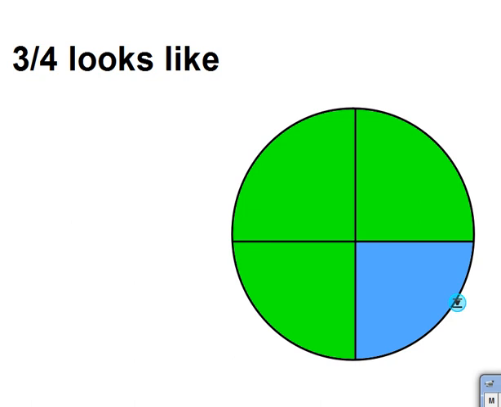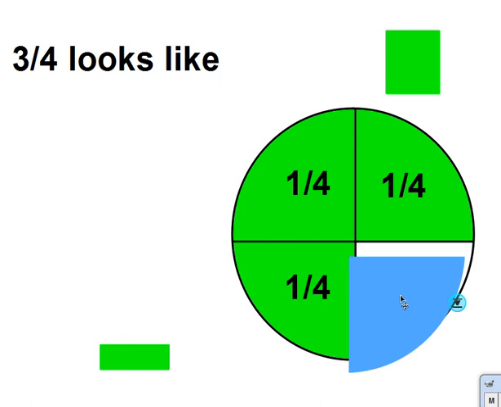This is how 3/4 may look like in a pie chart. 4 represents the number of equal parts the whole is divided into: 1, 2, 3, 4. 3 represents the number of parts that we have. Each part or fraction represents 1/4 of a whole. 1/4, 1/4, 1/4.